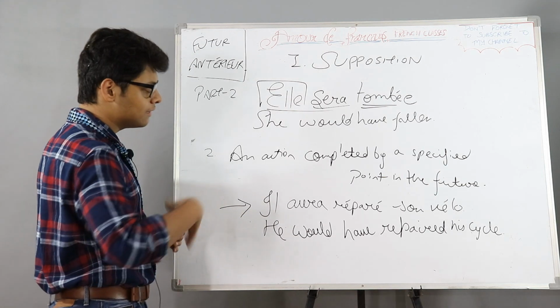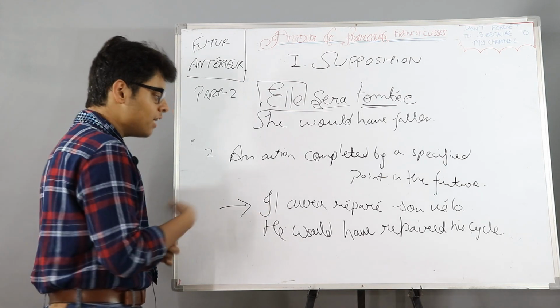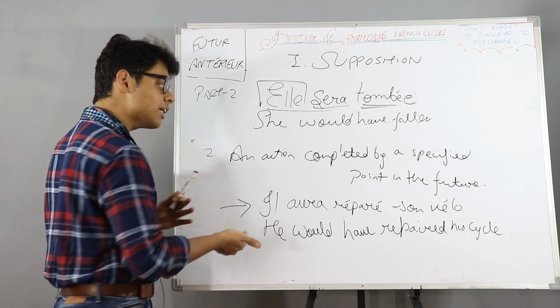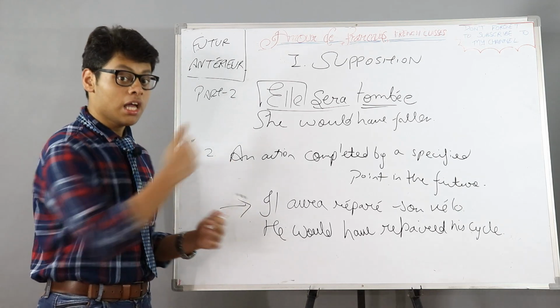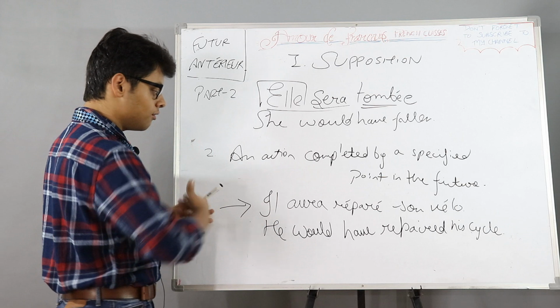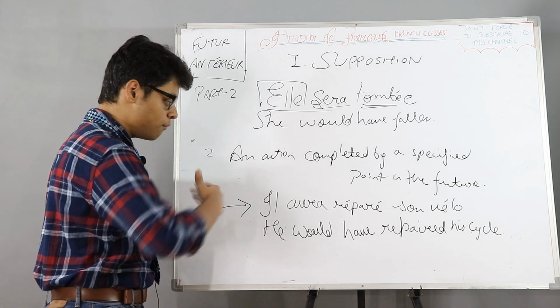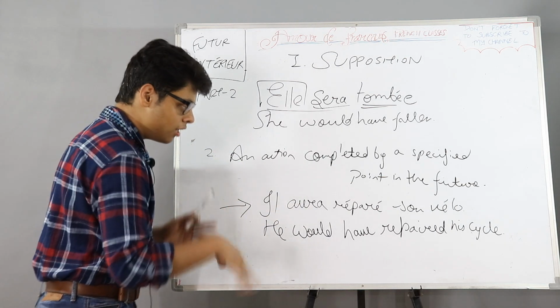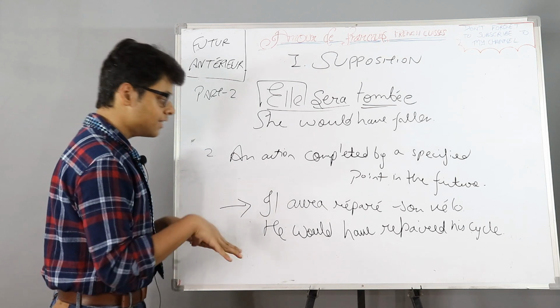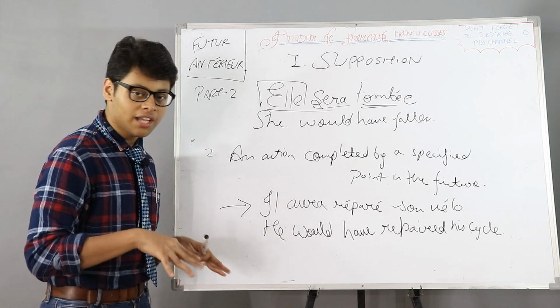An action completed by a specified point in the future. Like if he starts to repair in the future, that will get completed by a specified point in the future. So, il aura réparé son vélo. He would have repaired his cycle. Talking about this context, the tense which we are to use is futur antérieur and nothing else.